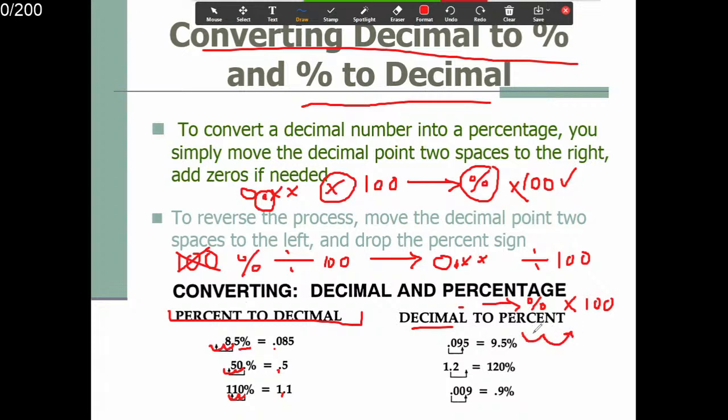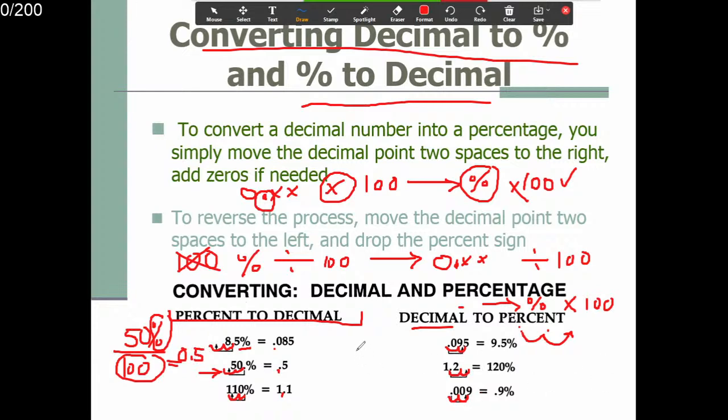2 places. So 0.095, move it 1, move it 2, 9.5%. 1.2, again move it 1, 2, 120%. If it's 0.009, you move 1 place, second place, 0.9%. Very simple, right? So from here, if I say 50%, I divide by 100. This is in essence 100, I divide by 100, so it becomes 0.5.